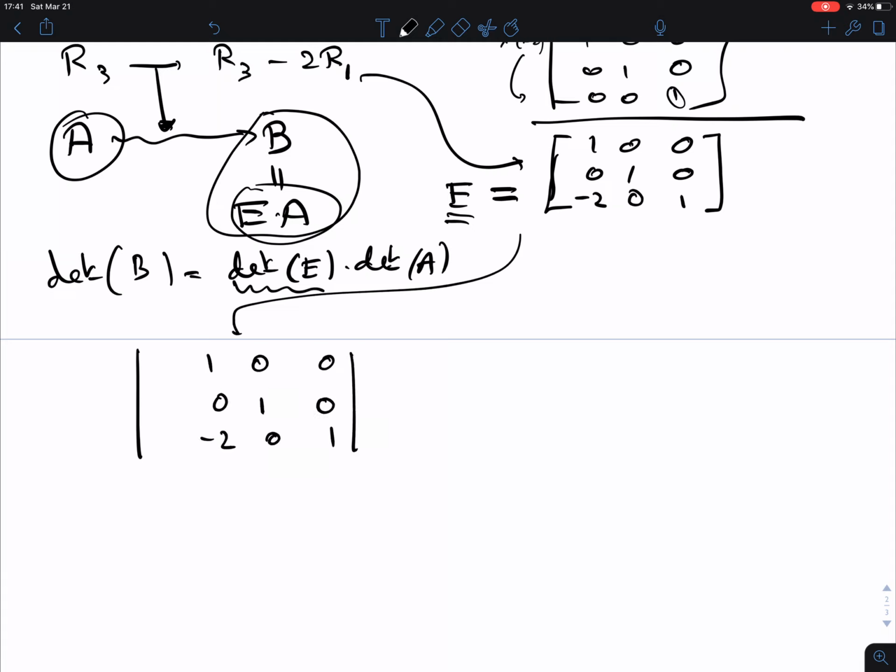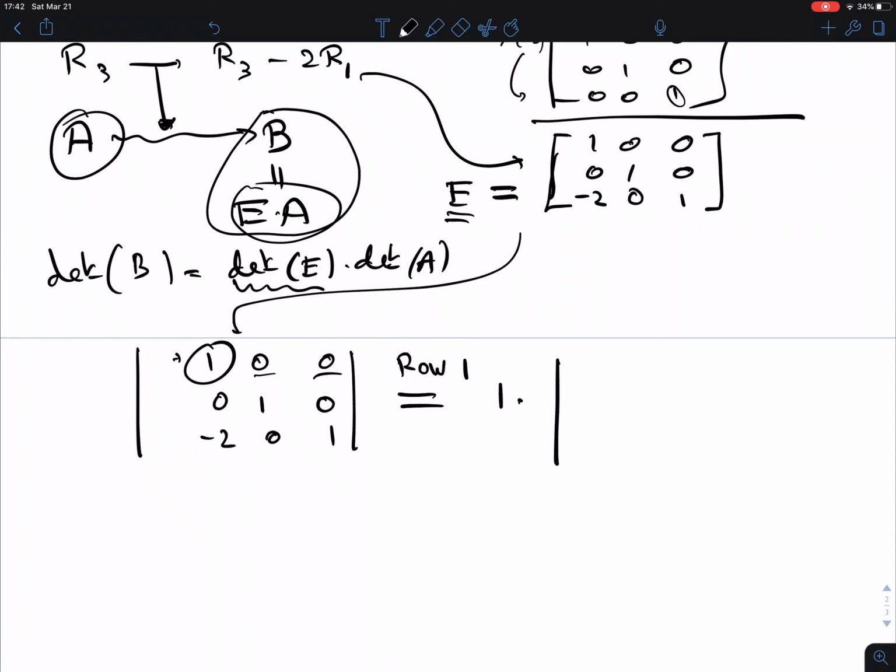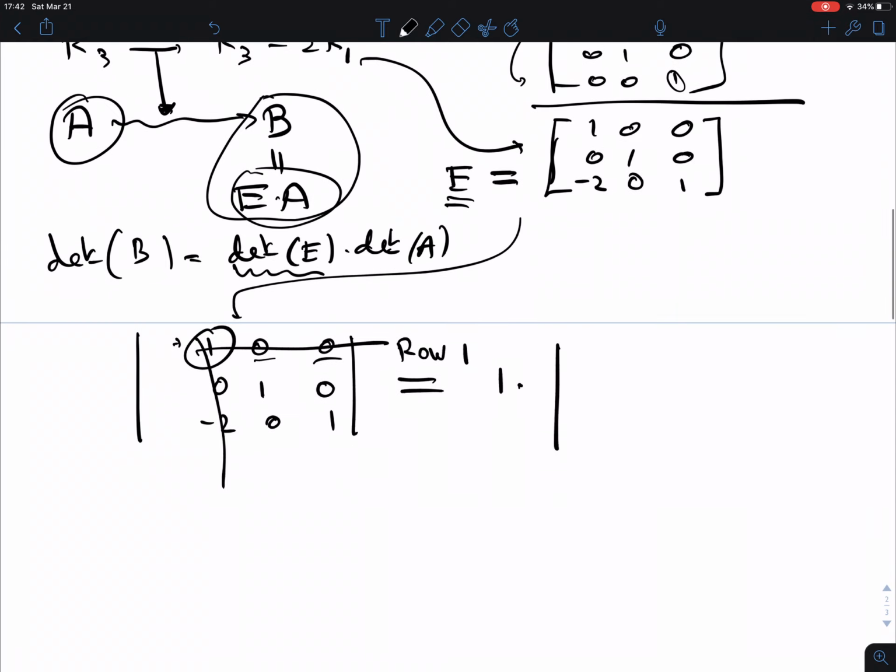Let's work it out. Again, I'm going to do row expansion, row 1, because I have only one. These two guys are 0, and the sign is, of course, a plus sign here. 1 times, and what is left? Well, this guy: 1, 0, 0, 1. And now you see already that this is also 1, 1 times 1, so the whole thing is 1. So this determinant is just 1.